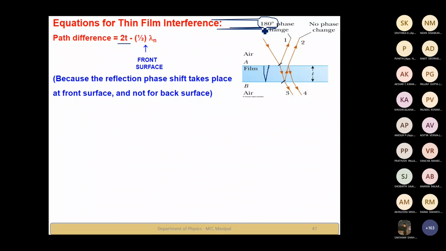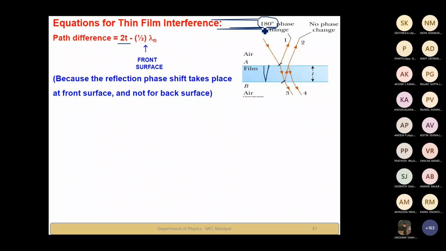Suppose it is destructive interference. Then we can equate this equation as 2T minus lambda n by 2 is equal to (m minus half) lambda n. This is for bright, this is for dark. So we can get the final expression as 2nt is equal to m lambda. This is the equation for thin film if the reflection phase shift is taking place at one place, that is only at the front surface, not at the back surface.